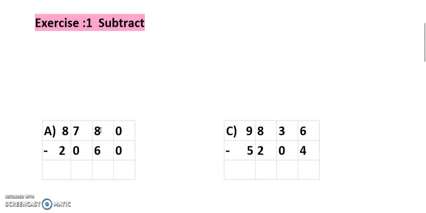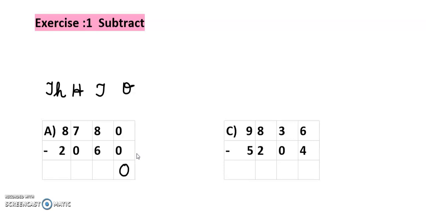So exercise 1, we are going to subtract 4-digit numbers. Whenever we are subtracting, first we have to write the place values of the number. So ones, tens, hundreds, next thousands. So listen children, 0 minus 0. First we have to subtract from ones place, next tens place, next hundreds place, next thousands place. 0 minus 0, 0. Next we are going to subtract tens place, 8 minus 6.